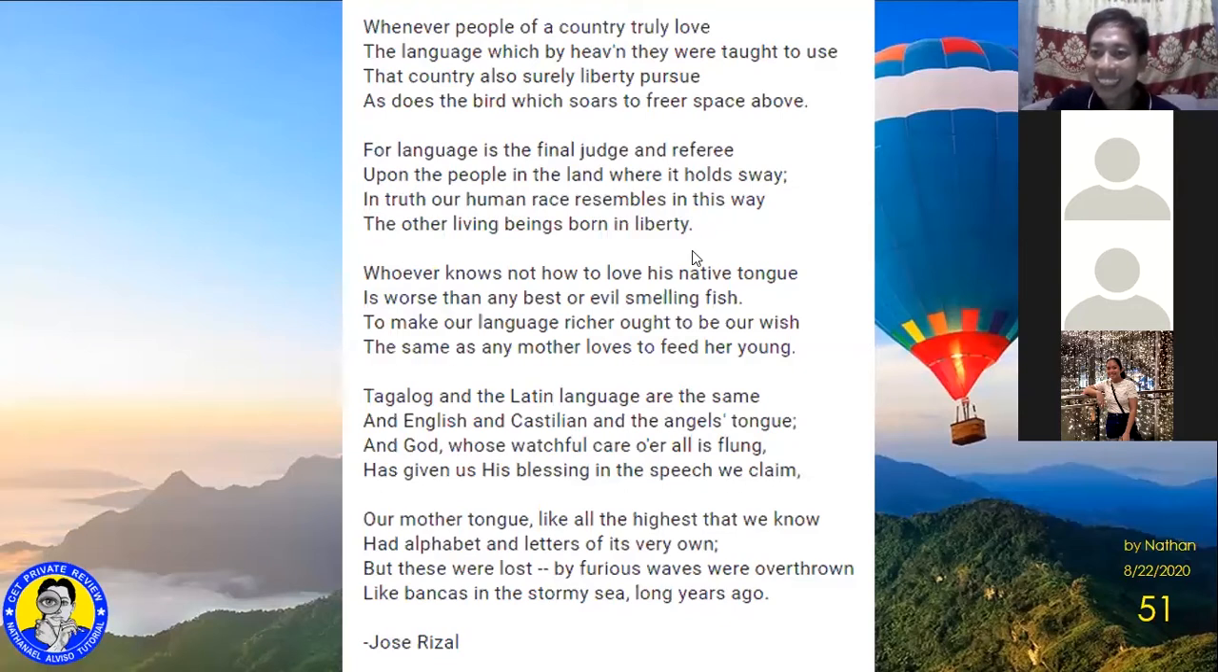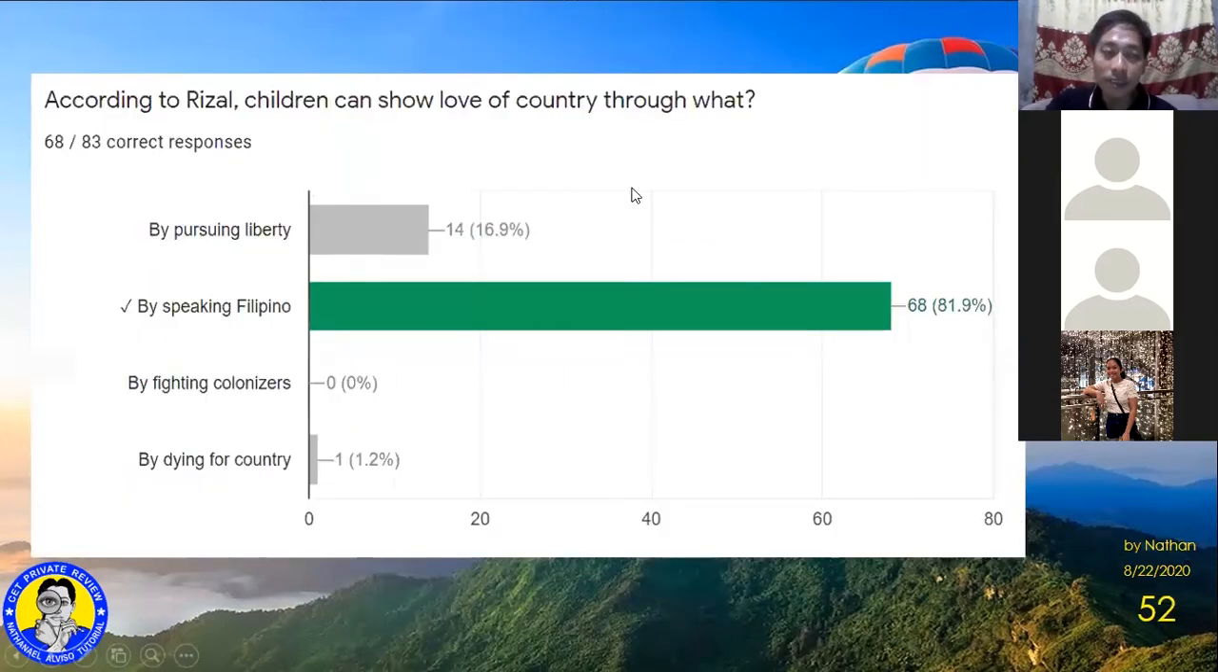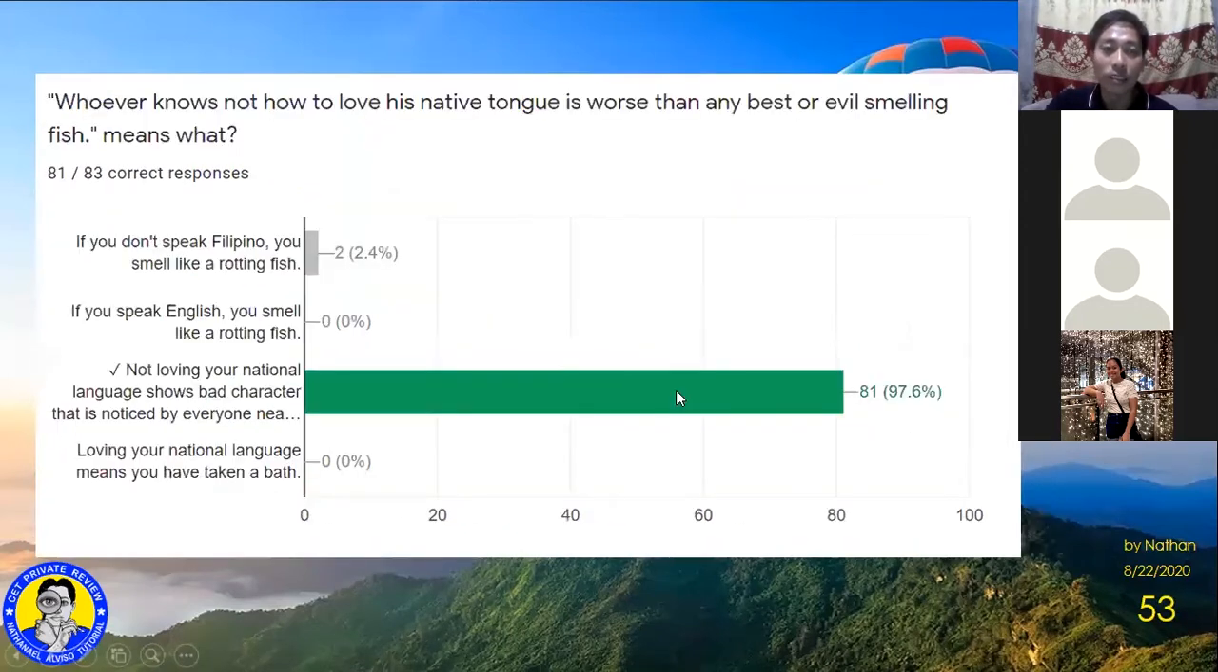Sometimes poems are hard to understand. You have to be a poem lover for you to understand poems. Okay? And in CET, they might give you poems to read. So according to Rizal, children can show love of country through what? So that's what we will look for.